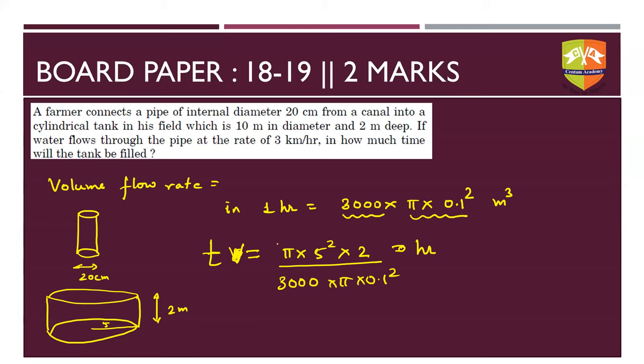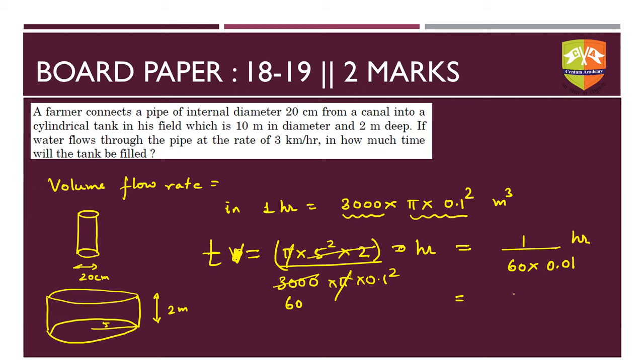Time is total volume to be filled. How much? Pi into 5 square into 2, divided by in 1 hour, how much it is filling. So how much it is filling? 3000 meters into pi into 0.1 square. Am I right, folks? So pi and pi will go. So what is this? These many hours. 25 into 2, so 25 into 2 is 50. So 1 upon this will go 60 times. So 1 by 60 into 0.01 hours.